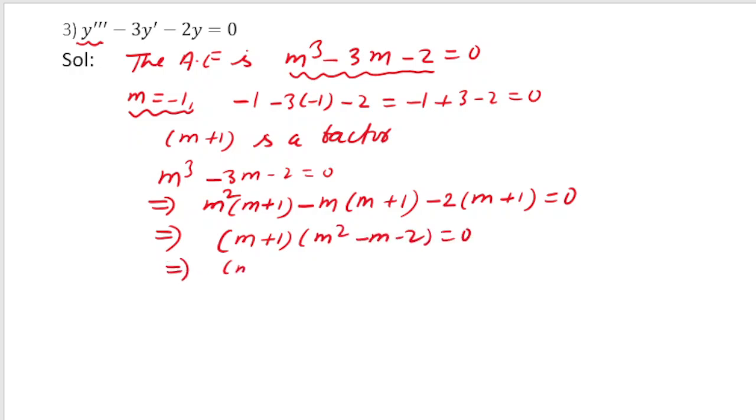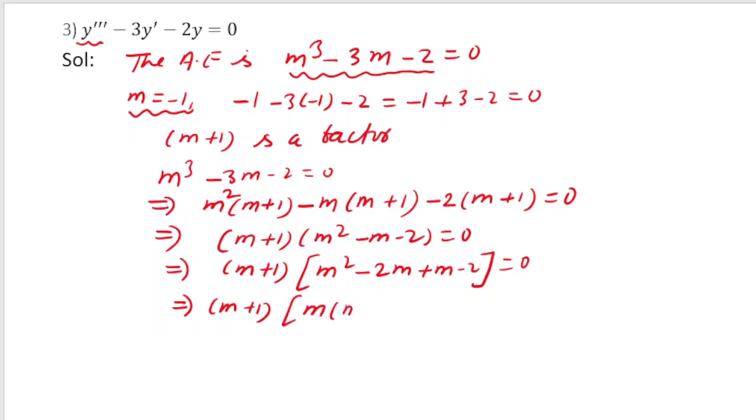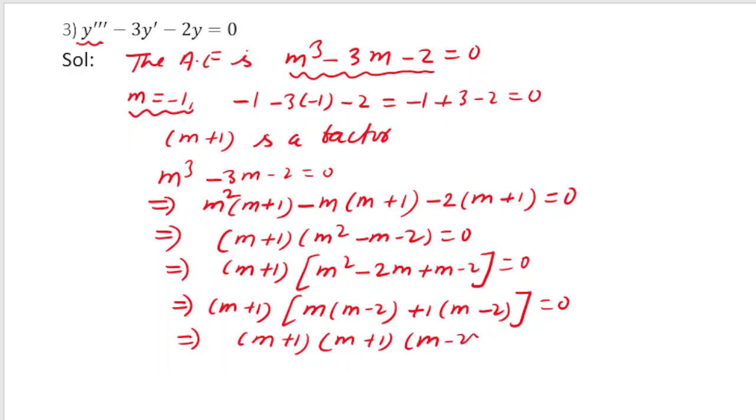So this will give me m plus 1, and m square minus m minus 2 can be written as m square minus 2m plus m minus 2 is equal to 0. So this will give me m plus 1, and m can be taken common, m minus 2 plus 1 can again be taken common, m minus 2, and that is equal to 0, right? So basically we are getting m plus 1, m plus 1 and m minus 2, right? So the roots are m is equal to minus 1, minus 1 and 2. So there are three roots, out of which two are repeated roots and one is a distinct root.